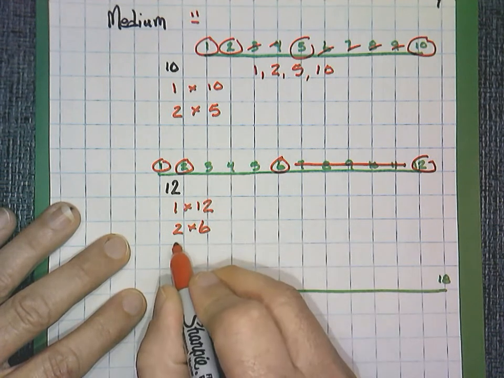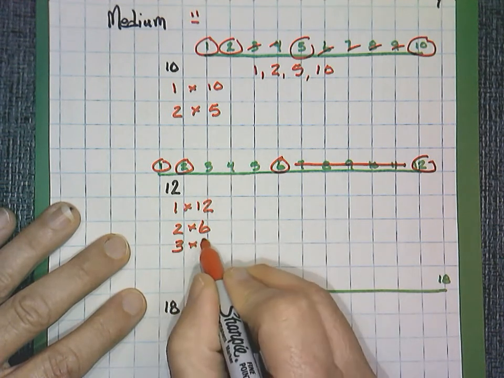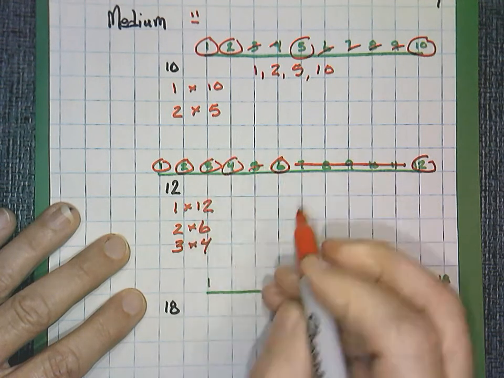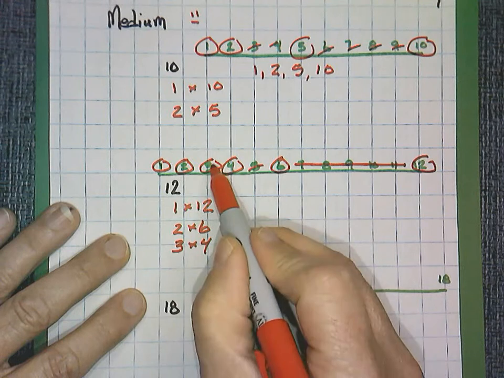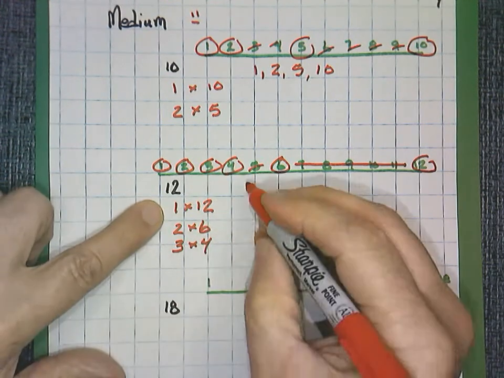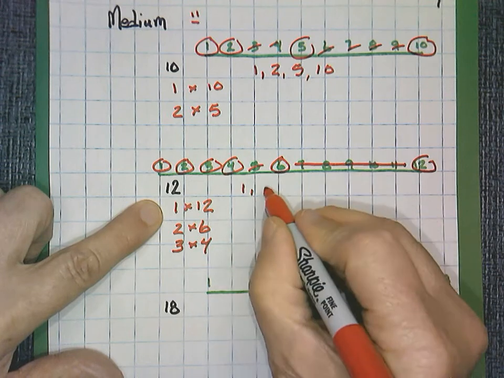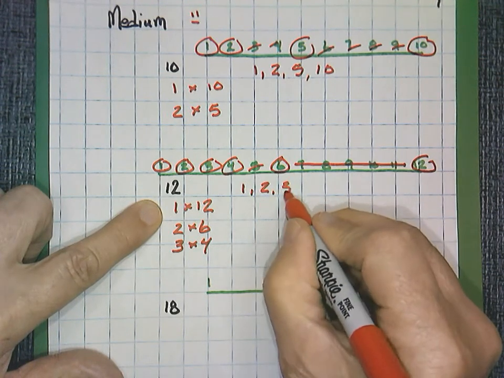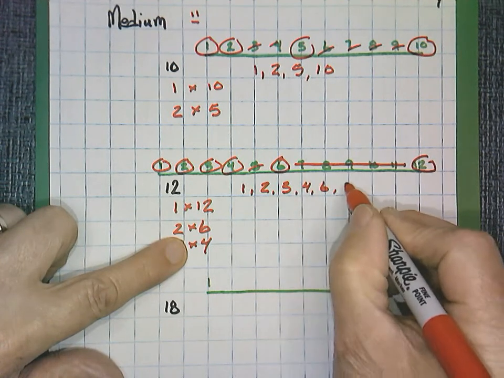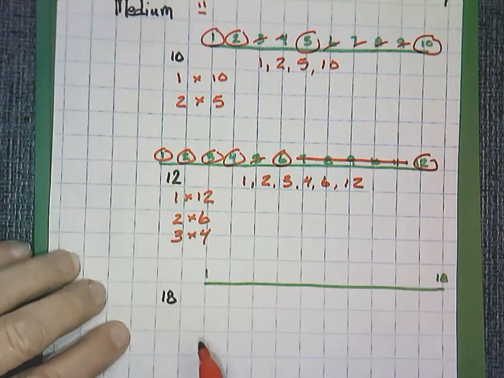Yes, 3 is a factor. In fact, if I go 3 times 4, that would equal 12. Notice that in between 3 and 4, there are no more numbers, so we can stop here. So our factors of 12, I think we did this on the other page, by the way, are 1, 2, 3, 4, 6, 12. Let's try 18.